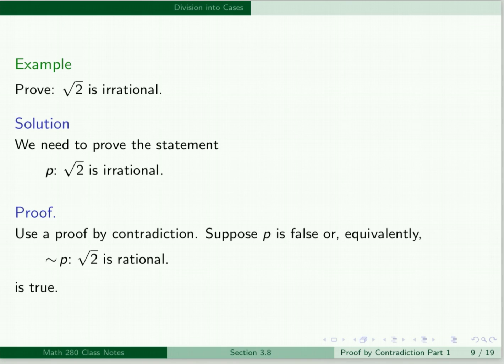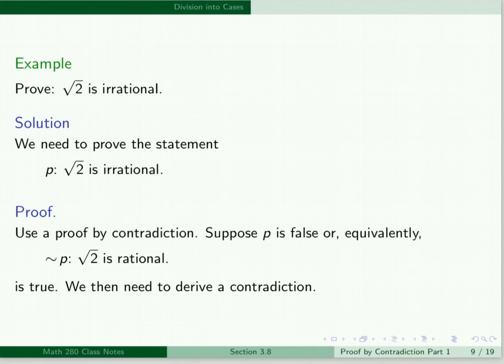So to start the proof, we're going to use a proof by contradiction. So our first step is to suppose the statement P that we're trying to prove is false, or equivalently, suppose not P, which says square root of 2 is rational, is true. We then need to derive a contradiction.